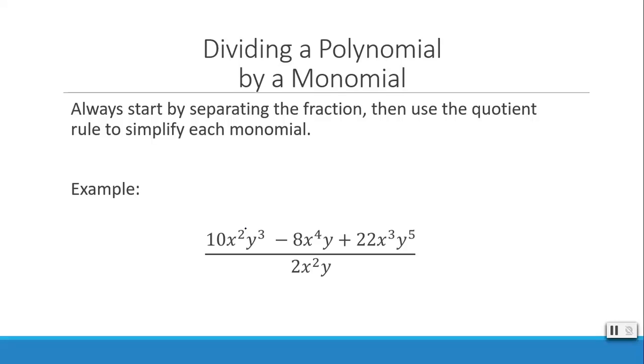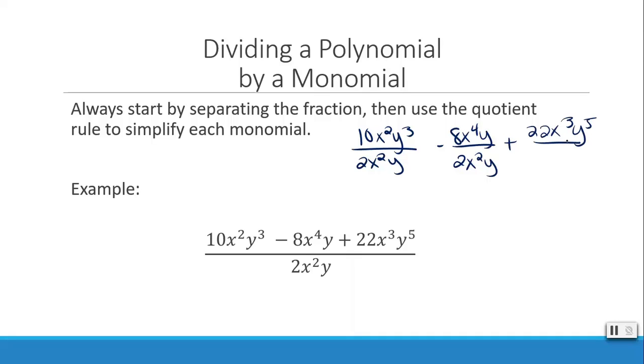Now in terms of dividing a polynomial by a monomial, essentially what you're doing is breaking this apart into 3 different problems. So we would do 10x squared y to the third divided by 2x squared y, minus 8x to the fourth y over 2x squared y, and then plus 22x to the third y to the fifth all over 2x squared y. So then we can use our quotient rule for each one of these. Keep in mind we're subtracting our exponents.